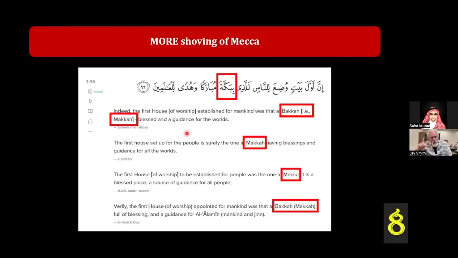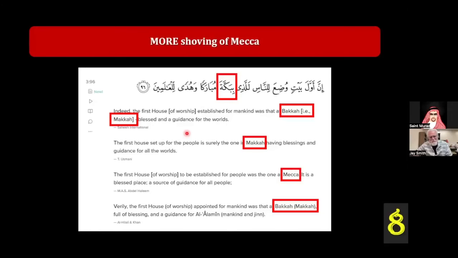And there's only one other reference where Mecca is in the Quran, and that's in chapter 48, verse 24. So you can see they absolutely got to have Mecca. So they're pushing it and imposing it in the one place they shouldn't, because it's grammatically incorrect, it's theologically incorrect, and it's linguistically incorrect.